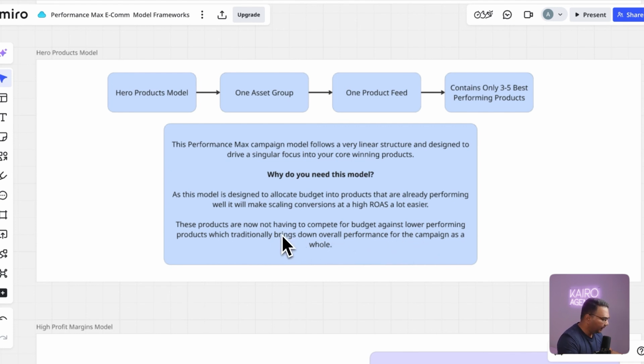I know I'm pretty much repeating myself here, but I just really want to drill in that point. Okay, so that is the first model, the hero products model. If you are not doing this, please do.